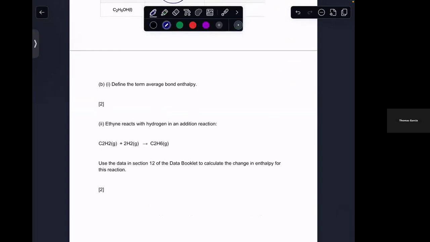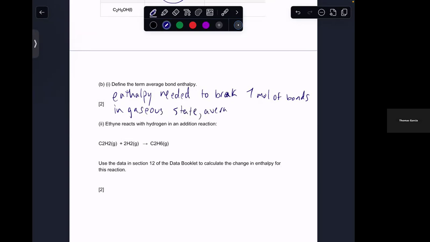Define the term average bond enthalpy. This is just straight up a definition. This is the enthalpy or heat needed to break specifically 1 mole of bonds in gaseous state and then averaged over similar compounds. So you specifically need these 2 sections. That's 1 mark, and averaged over similar compounds is your 2nd mark.